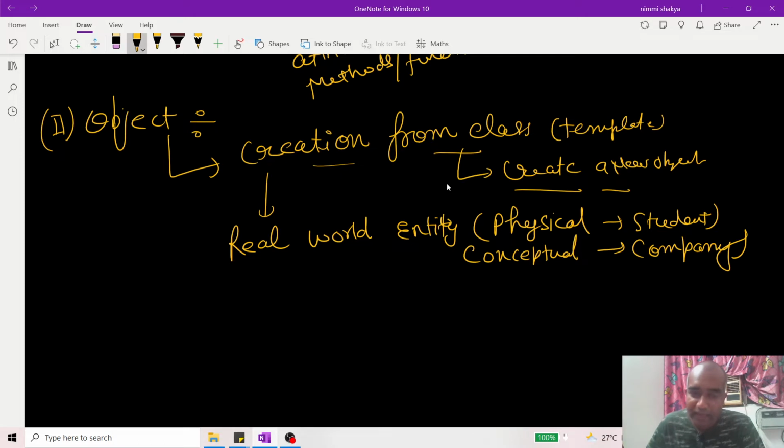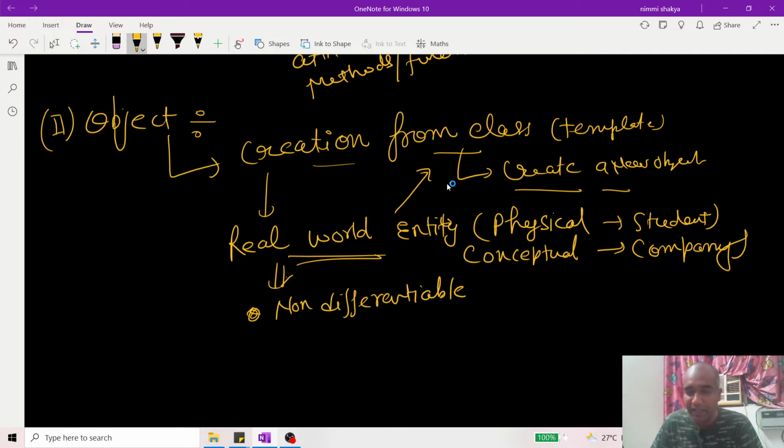Okay, so any real world entity, when we create it from the related class, or you can say from the related blueprint, then this is known as an object. When we create a real world entity, then it is known as object. This real world entity, which is known as object, is basically non-differentiable from the other object. Objects are those which are non-differentiable from the other entity. Okay, non-differentiable.